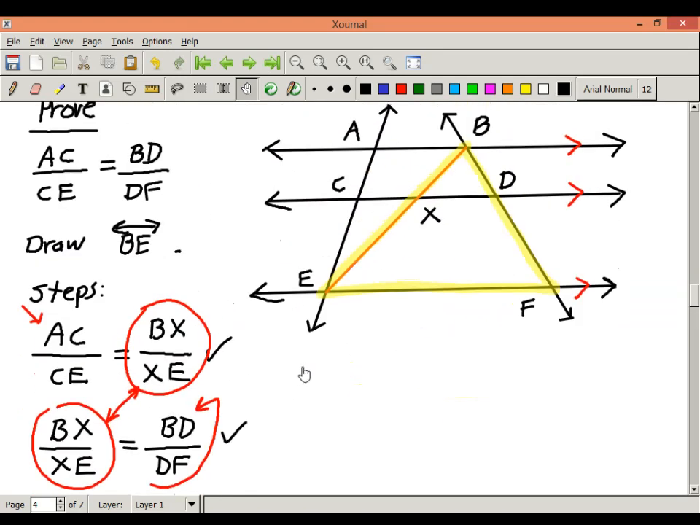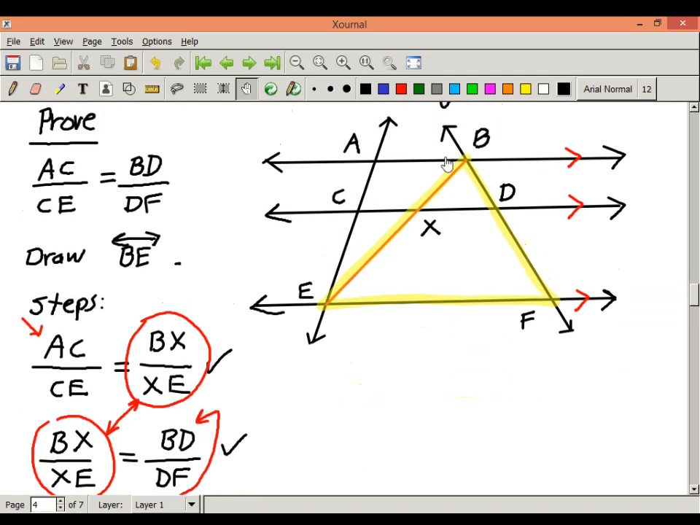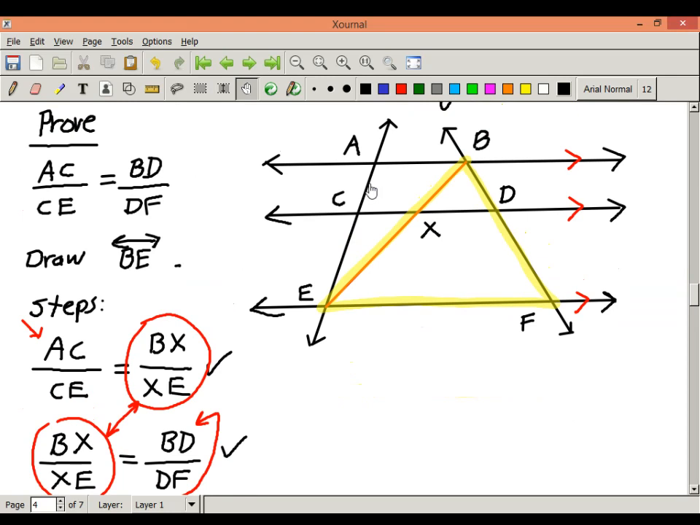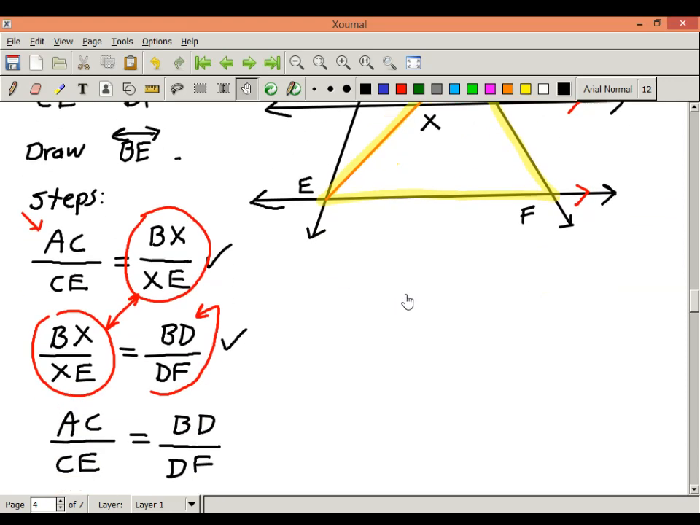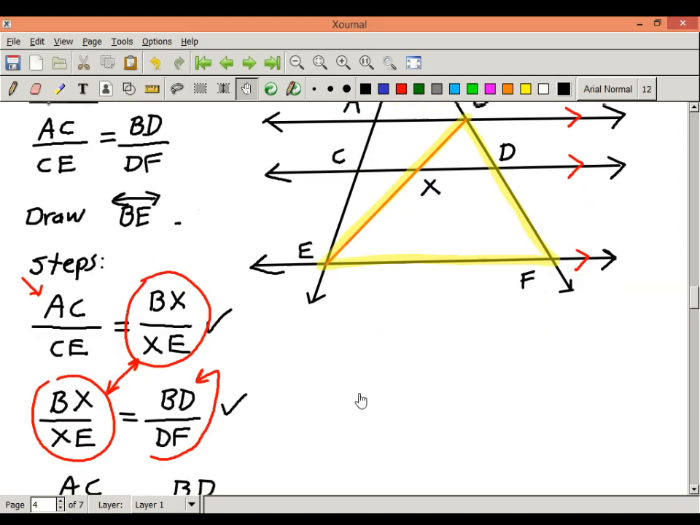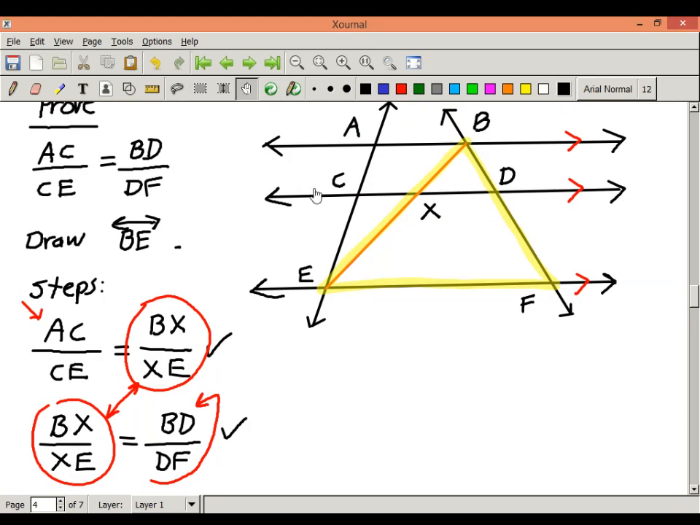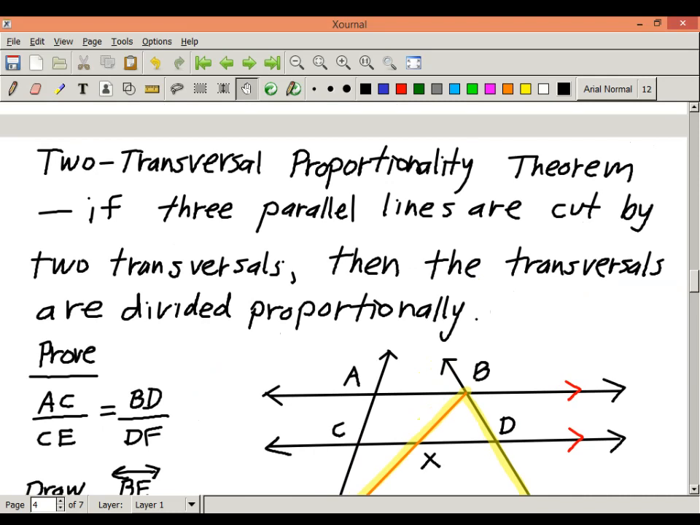So long story short, you got three parallel lines cut by two transversals. We just proved that AC, this first transversal, its two parts, AC divided by CE, equals the two parts of the other transversal, BD divided by DF. And that's what we just proved right there. So that's the theorem we just proved, which is called the two transversal proportionality theorem. Again, it's easier to use than it is to prove. So let me do an example for that one.